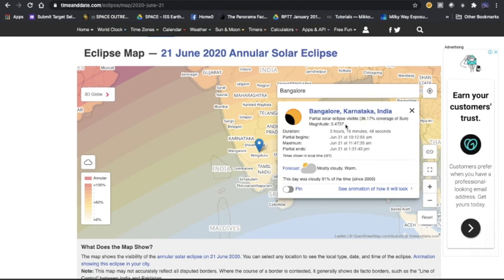Coverage will increase. So it's 36% now. Again, timings are given over here. You can see different timings for every place, right? So these are in IST, I believe, right? Indian Standard Time. Time shown in IST, it's written over here, right?